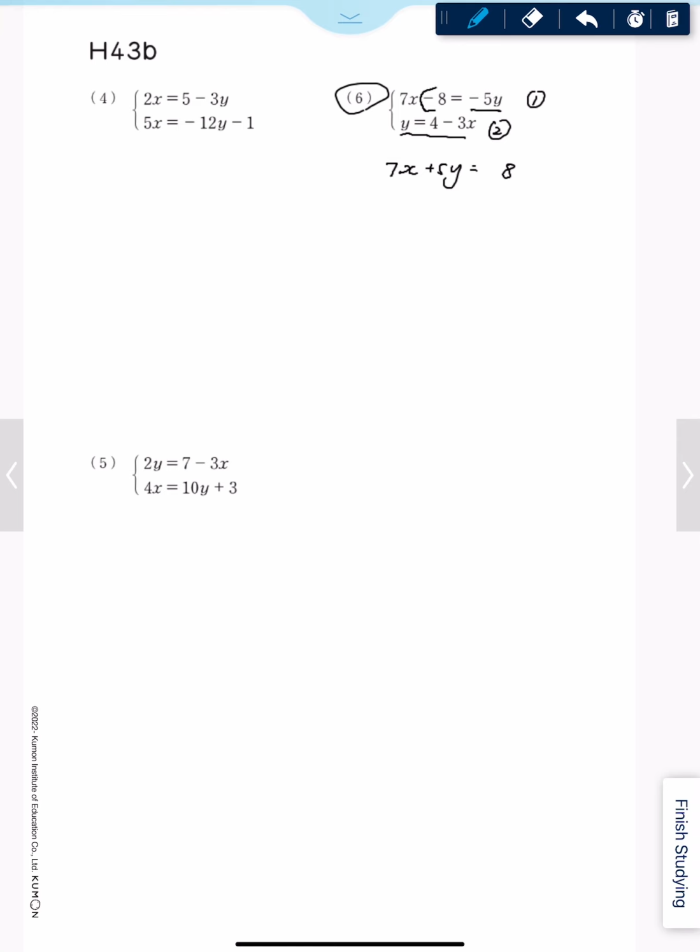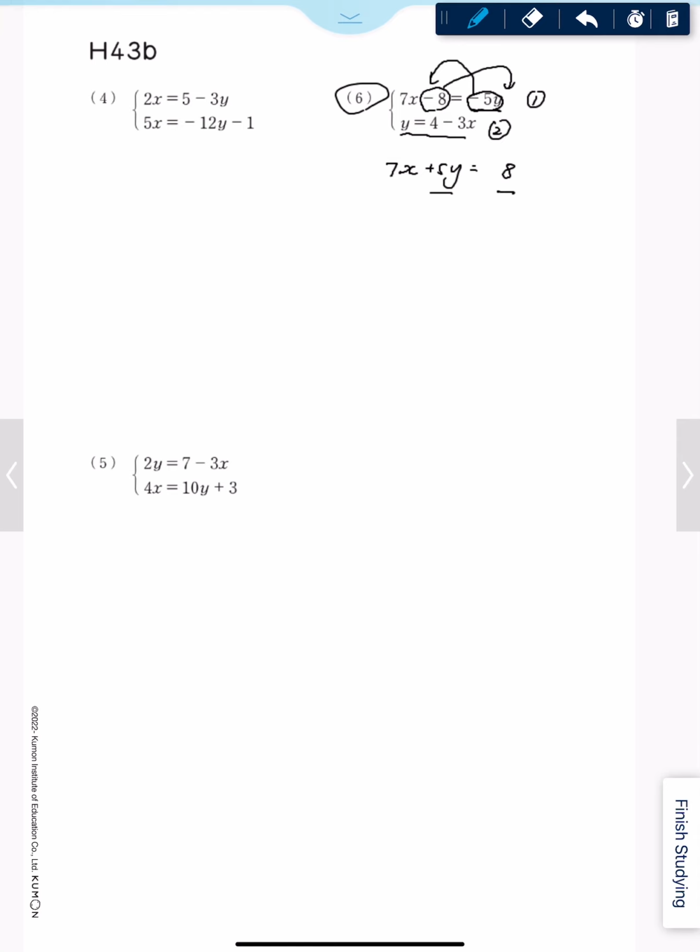First operation is I move the negative 8 to the right side because I want my number to be on the right side. Next operation is I change or transpose the negative 5y to the left side, so as a positive 5y. That's how I get the 5y here and also the 8 over here. So then the next one, I have y equal to 4 minus 3x.